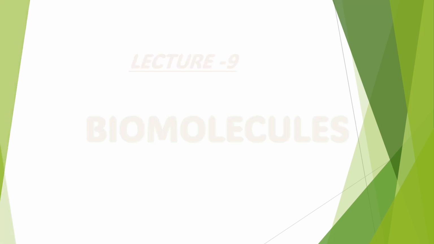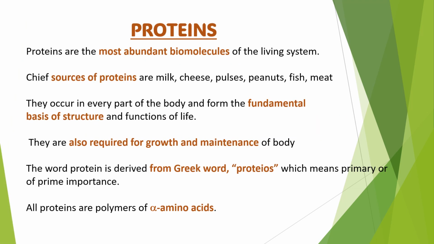In this video we will be discussing proteins. So let's get some basics clear. Proteins are the most abundant biomolecules of the living system. Key sources of proteins are milk, cheese, pulses, peanuts, fish, meat. They occur in every part of the body and form the fundamental basis of structure and functions of life. They are also required for growth and maintenance of body.